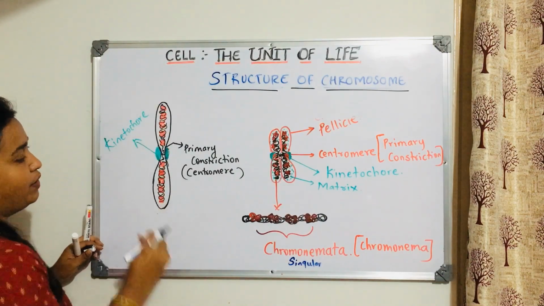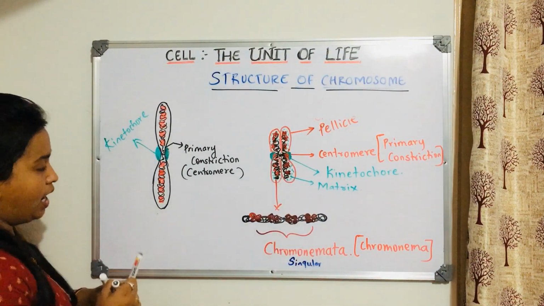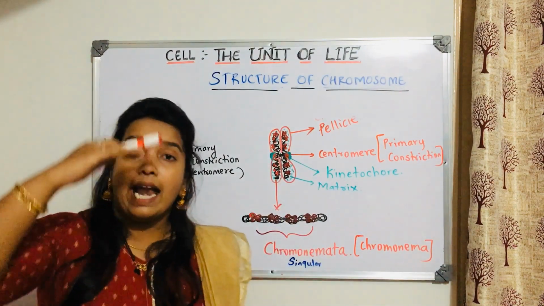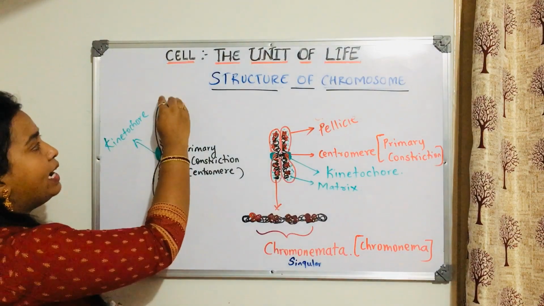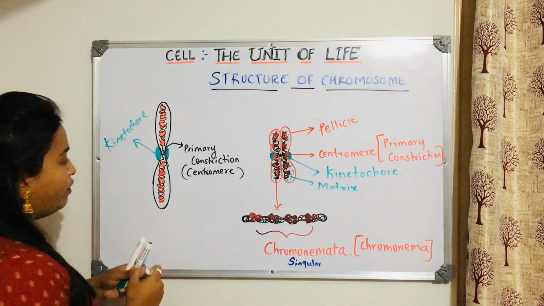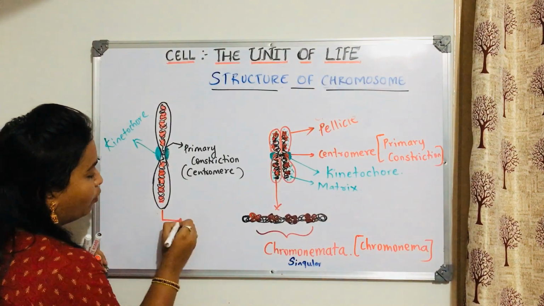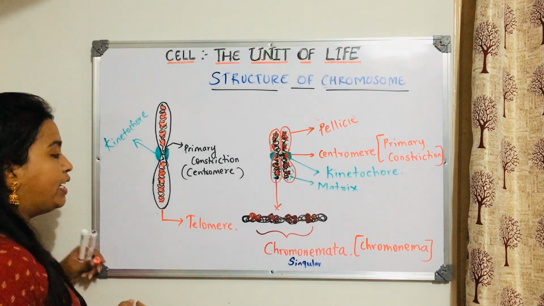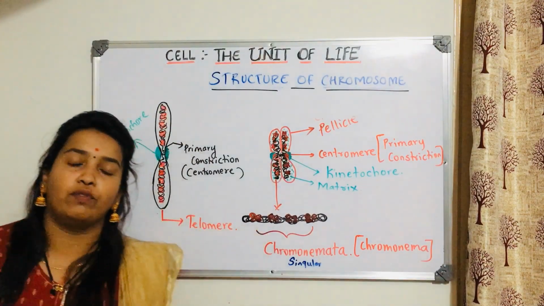And what we call it as? We call it as chromonemata. And when there are 2, we call it as chromonema. Fine. Now, the ends of the chromosomes. Can you see this end? This is one end and this is one end. The end of chromosome, we call it as telomere. What do we call it as? We call it as telomere region. Telomere is nothing but the end of the chromosome.